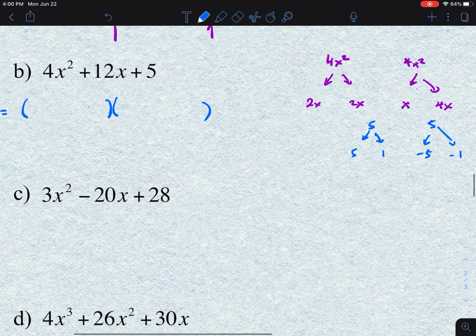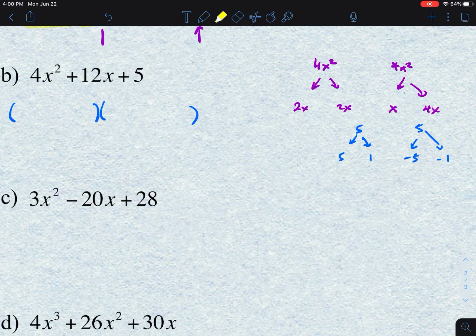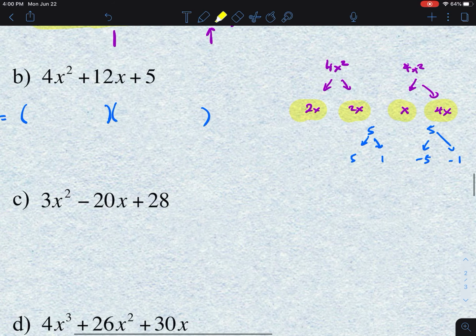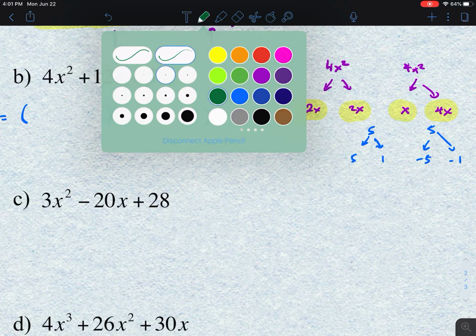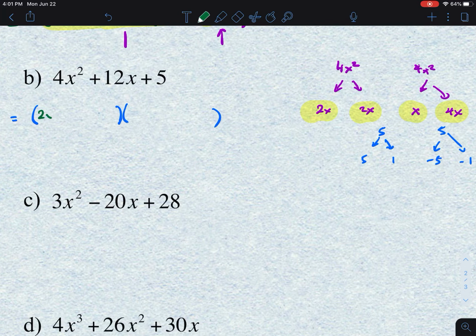But since there's a positive 12 in the middle, we probably won't go with a negative. So this is where you have to make kind of a gamble. Do I go with this one first, or do I go with the x and 4x first? So I'm just going to go with the 2x and 2x, and see if that's going to work out. So if I say 2x there and 2x there, to get the 5, I'm going to do a 5 there and a 1 there, and I'm just going to do the mental math in my head real quick. So the mental math is this 2x times 5 plus the 1 times 2x. What is that going to give us? 10x and then 2x. So that gave me 12x. So that's checked out.